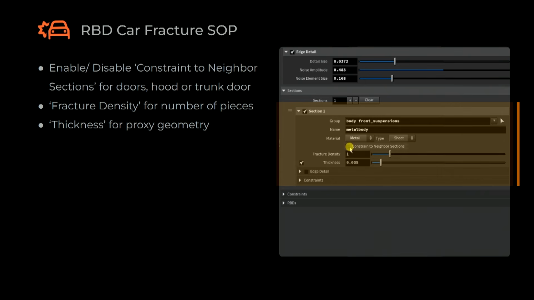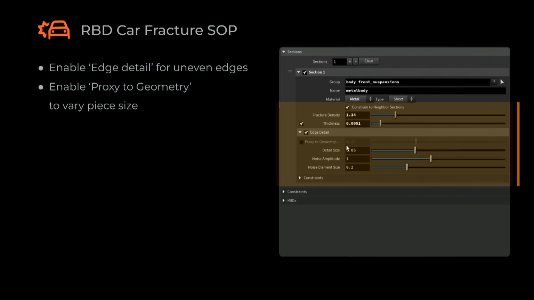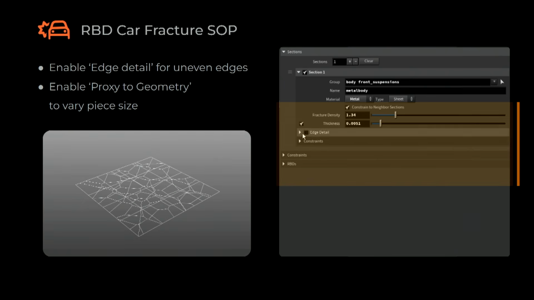So the RBD car fracture shop extrudes the geometry and creates a convex hull underneath. By adjusting this thickness, you can have your proxy geometry be as thick as you want. And then you have the edge detail parameter here as well, by which you break the Voronoi pattern on your fracture. Another option over here is the proxy geometry, which gives you a first layer of secondary fracture.